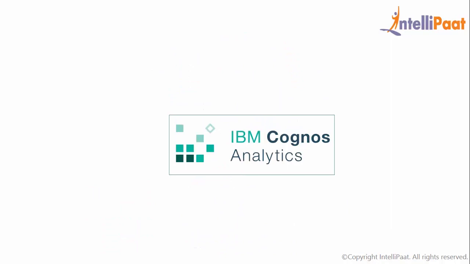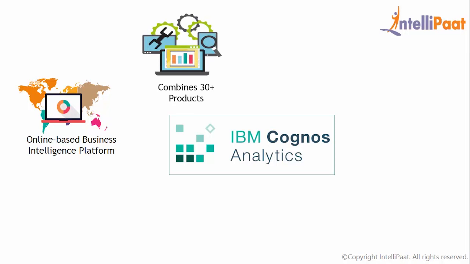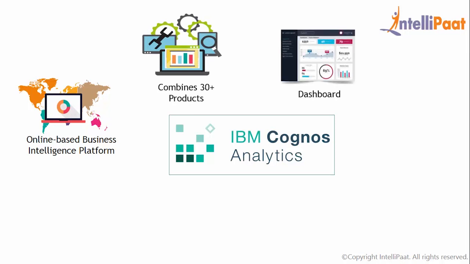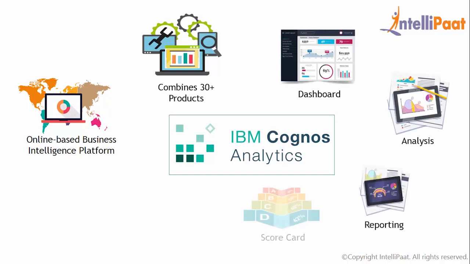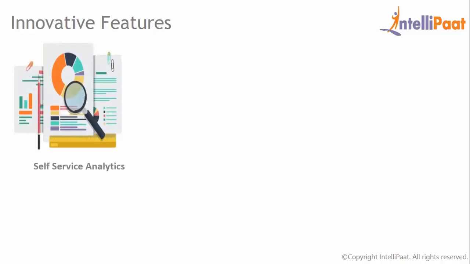IBM Cognos Analytics 11 software is an online-based business intelligence platform that offers a complete array of BI software to address company goals. Cognos Analytics 11 is comprised of over 30 different products. Its abilities include dashboarding, analytics, reporting, scorecarding, and notably data integration, self-service analytics. It provides intuitive and immersive user experiences, mainly focused on analytics and discovery.